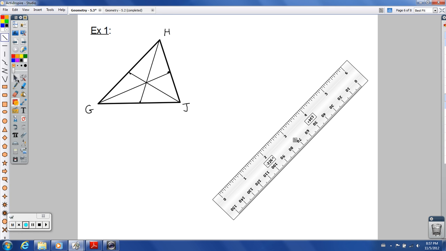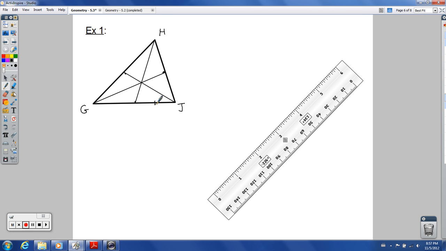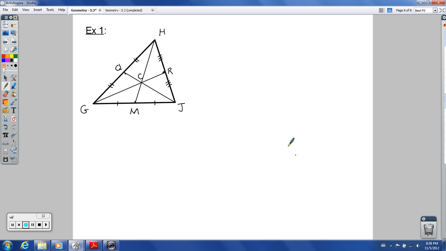So let's draw in that this was true. We had that's the same, we had this is the same, we had the midpoint here, and we had this is the same. So these 3 pairs of segments are all congruent. And then let's give these other points some labels too. So I'm going to say that this is C. I'm going to give this a label of Q. This one's going to be R, and this one's going to be M, just kind of some random letters I've chosen there.